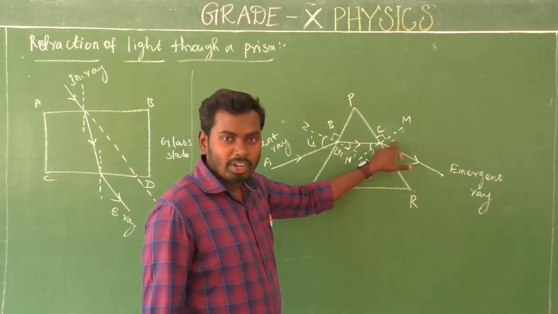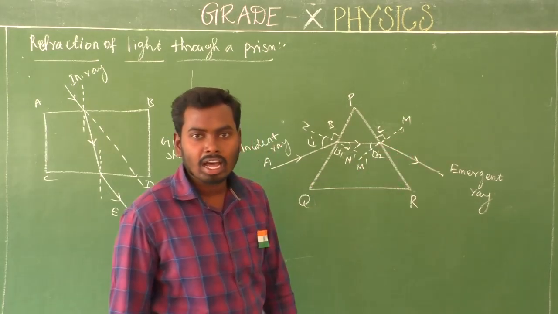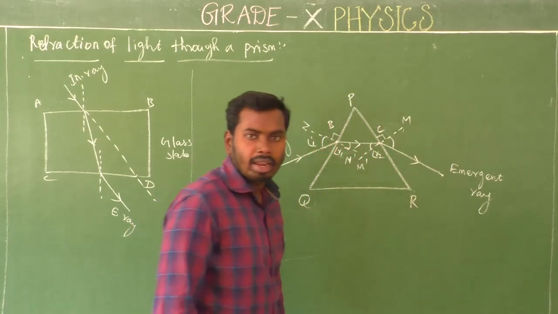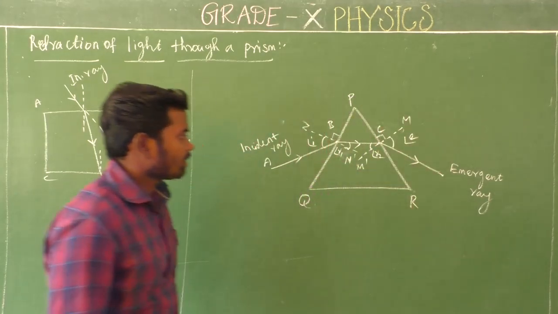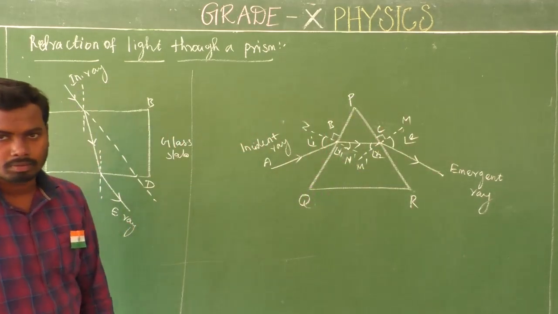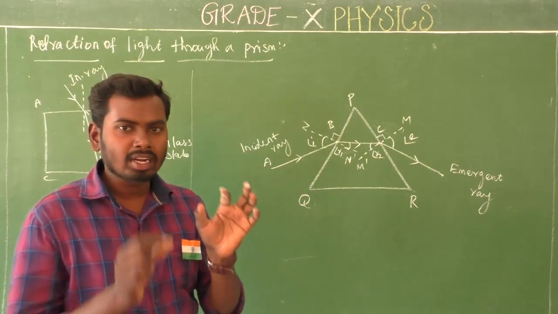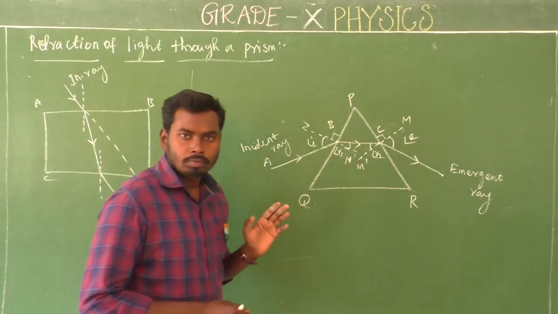The angle between the normal and the emergent ray, what is that? That is the angle of emergence. The angle of emergence is denoted by the letter E. Is it clear? It's very simple. If you are not clear, just pause your video and zoom in. Is there any doubt? No doubt.